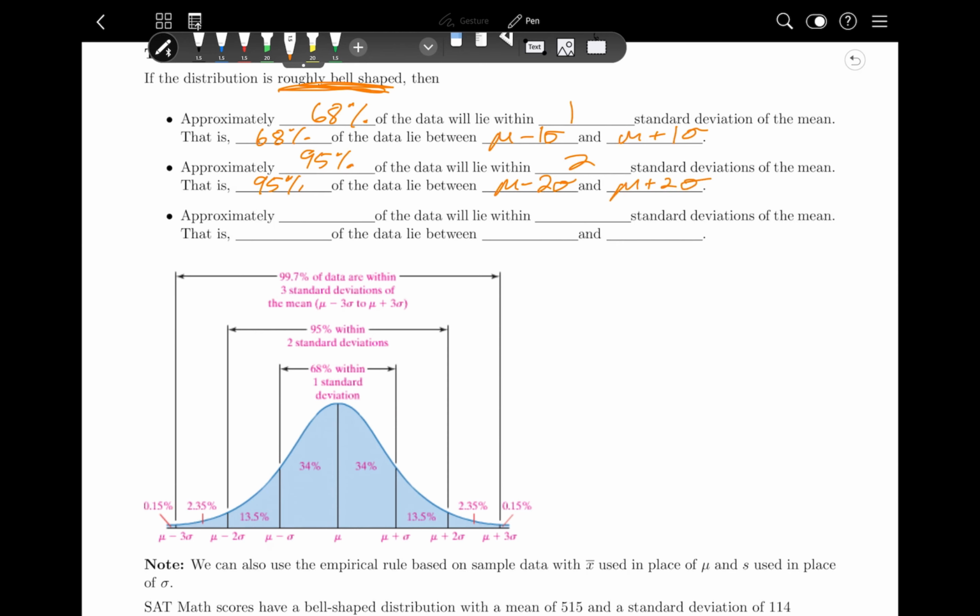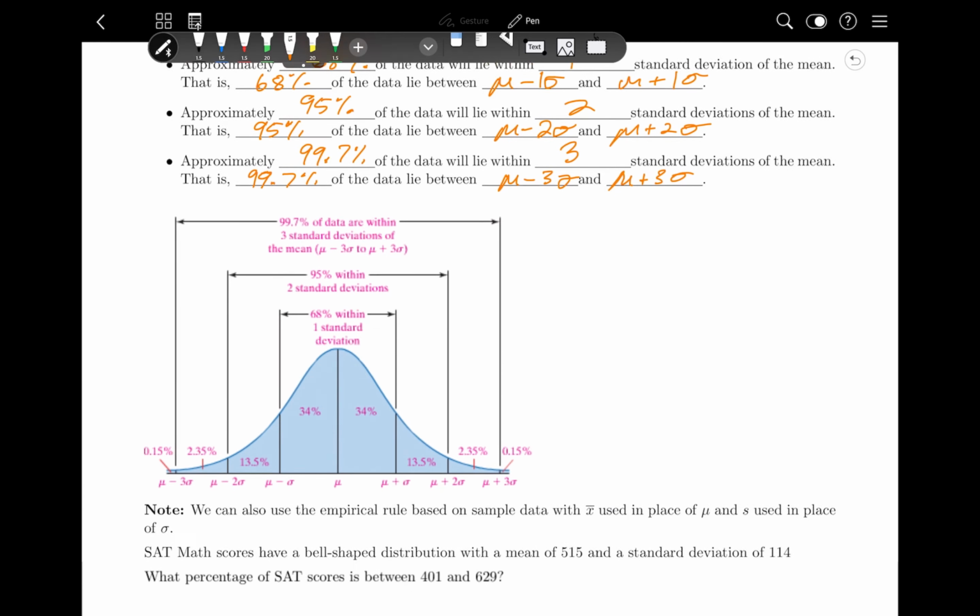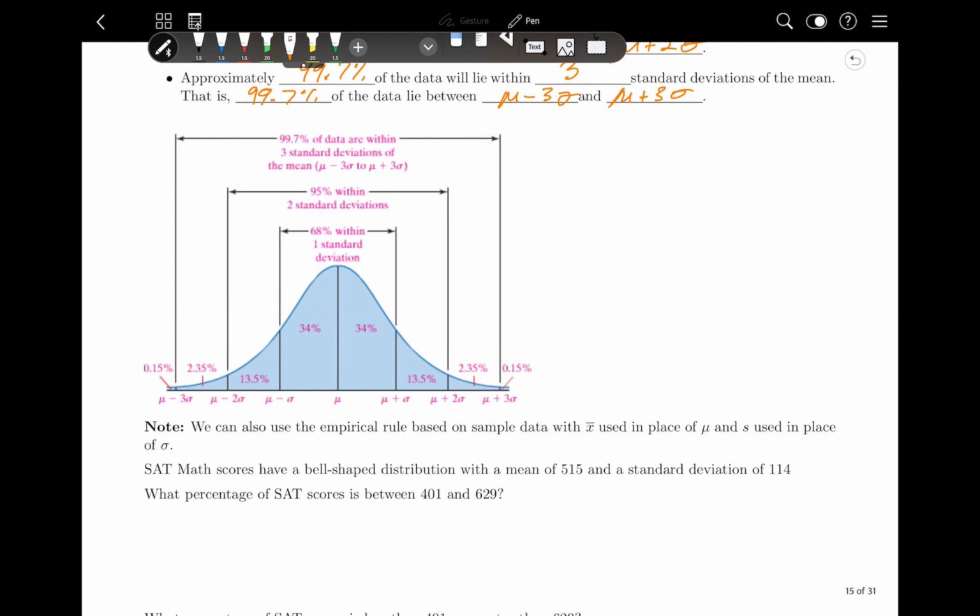And then last but not least, approximately 99.7% of the data lie within 3 standard deviations of the mean. So that is 99.7% of the data lie between mu minus 3 sigma and mu plus 3 sigma. And so here's a graphical representation of that. So if you split it up into pieces, how much would be in each of these pieces?